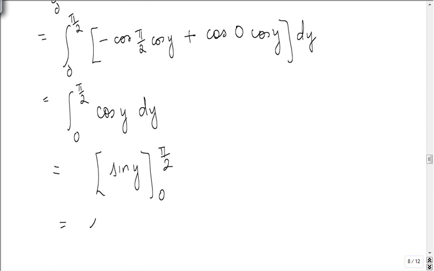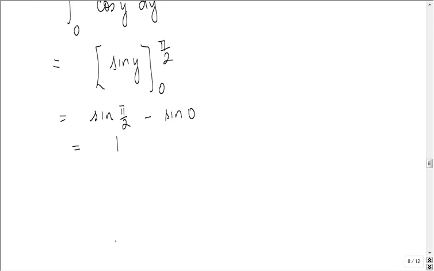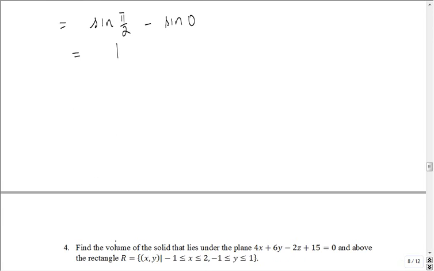Substitute: sine pi over 2 minus sine 0, and sine pi over 2 is 1. Sine 0 is 0, so that is 1. So that's straight integration, right? Now I think we're going to do an application now, right?